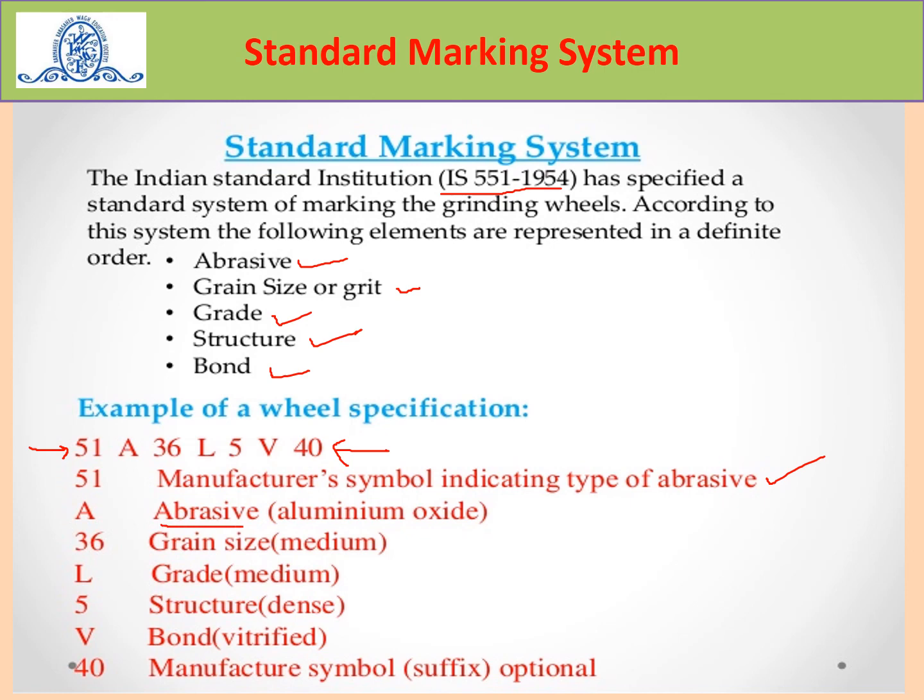Capital A is the abrasive. Which type of abrasive are we using? A stands for aluminum oxide. 36 is the grain size, and this 36 comes under the category of medium. L is the grade, which again comes under the category of medium. 5 is the dense structure. If we see from 0 to 14, then 0 to 4, 5 to 6, we call it a dense structure. V is the type of bond, and 40 is the manufacturer symbol.